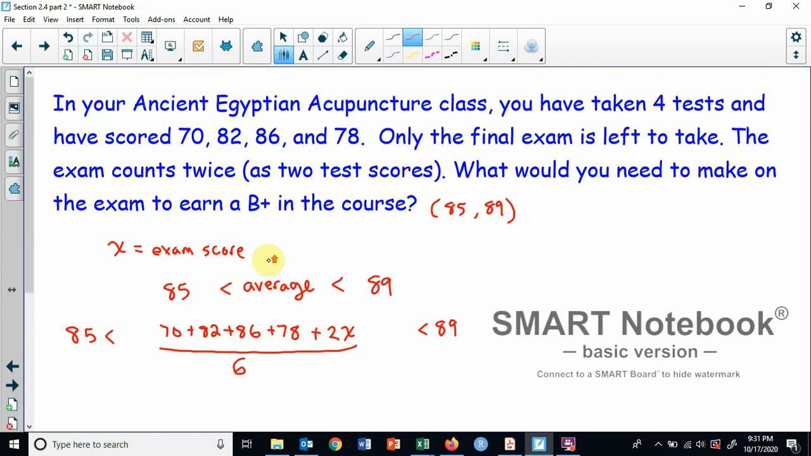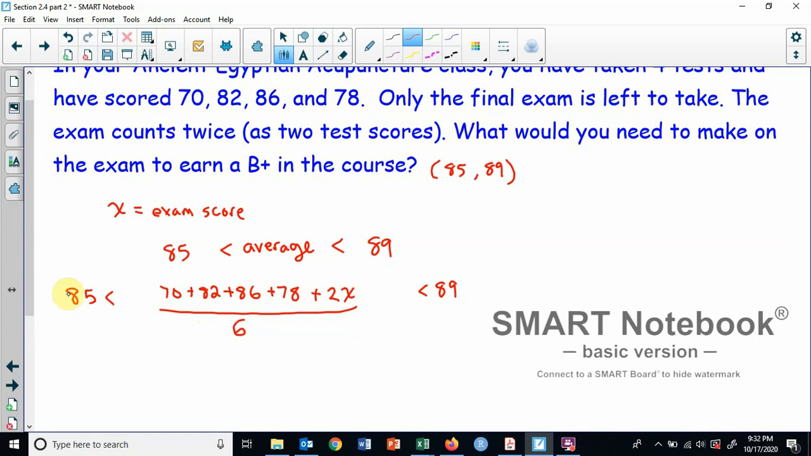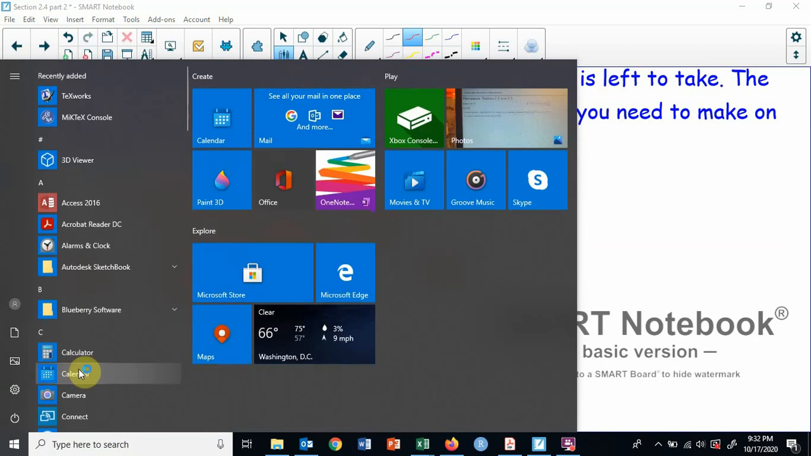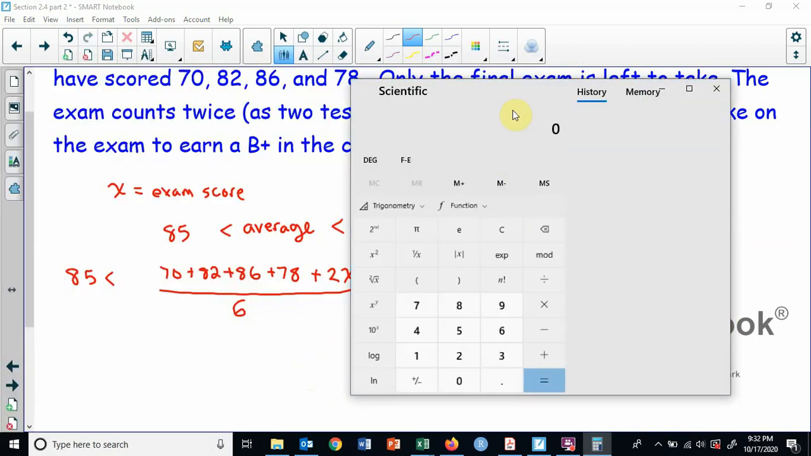They love putting this one on the test. They put it on the test every year, one where you have to average out to make some sort of grade range. So now let's solve this. Let's do some simplifying. I might actually need a calculator. I don't know if I can do all this in my head, so let me pull up a calculator. Okay, it's coming up slowly.